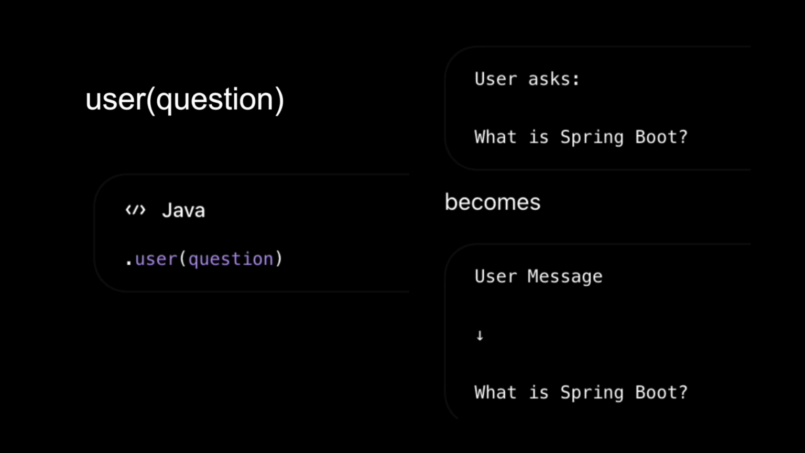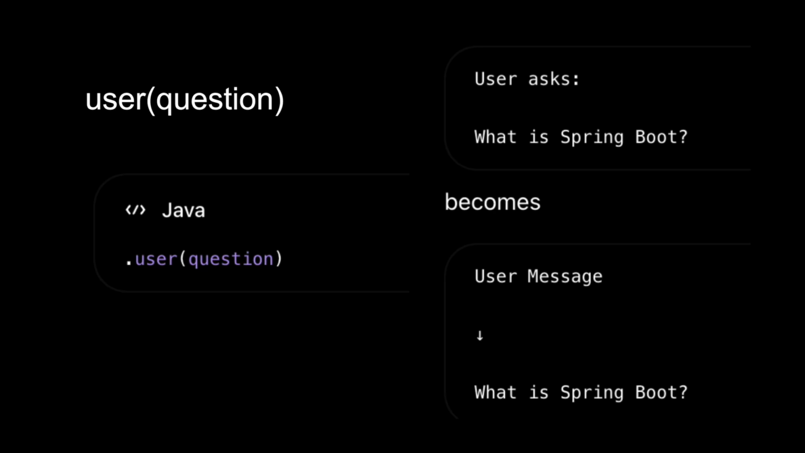Why? Because modern LLMs don't receive just one string. They receive different kinds of messages. For example, system messages, user messages, assistant messages. Right now, we are only sending a user message. Later in this series, we will learn how system messages make the AI behave like a Java expert, a banking assistant, a doctor, a travel guide. But for now, we are simply saying this is what the user asked.